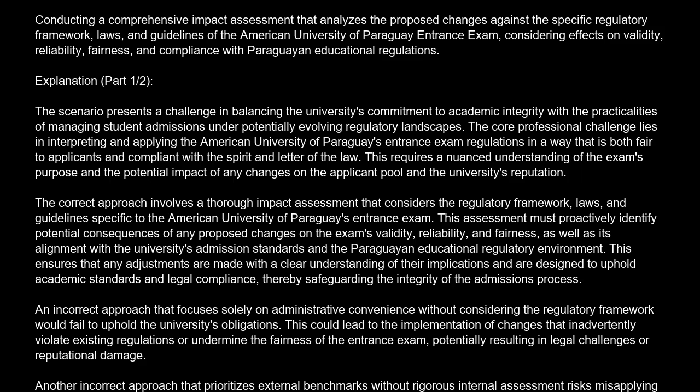This assessment must proactively identify potential consequences of any proposed changes on the exam's validity, reliability, and fairness, as well as its alignment with the university's admission standards and the Paraguayan educational regulatory environment. This ensures that any adjustments are made with a clear understanding of their implications and are designed to uphold academic standards and legal compliance, thereby safeguarding the integrity of the admissions process. An incorrect approach that focuses solely on administrative convenience without considering the regulatory framework would fail to uphold the university's obligations.